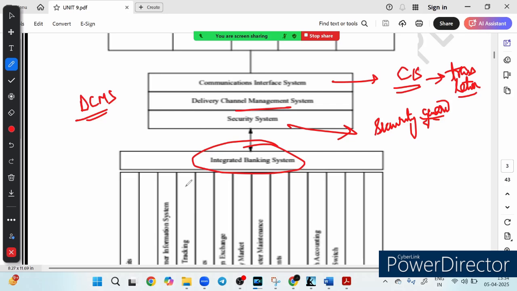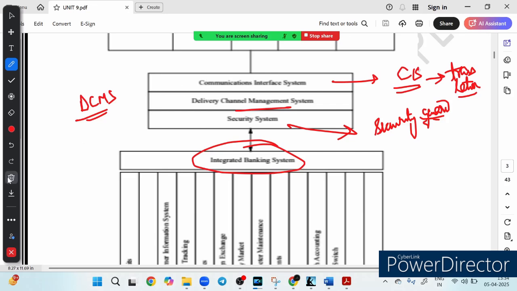So first of all, we talked about CIS, that is communication interface system, which acts like a translator and messenger, passing instructions from the customer side to the bank system securely and efficiently. Then comes the DCMS, delivery channel management system. This layer decides how services are delivered to you via net banking, via mobile, or any other medium.